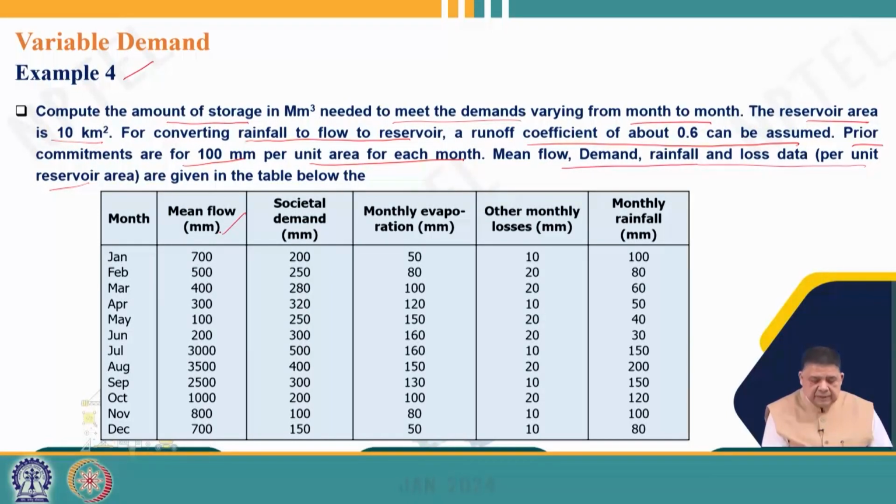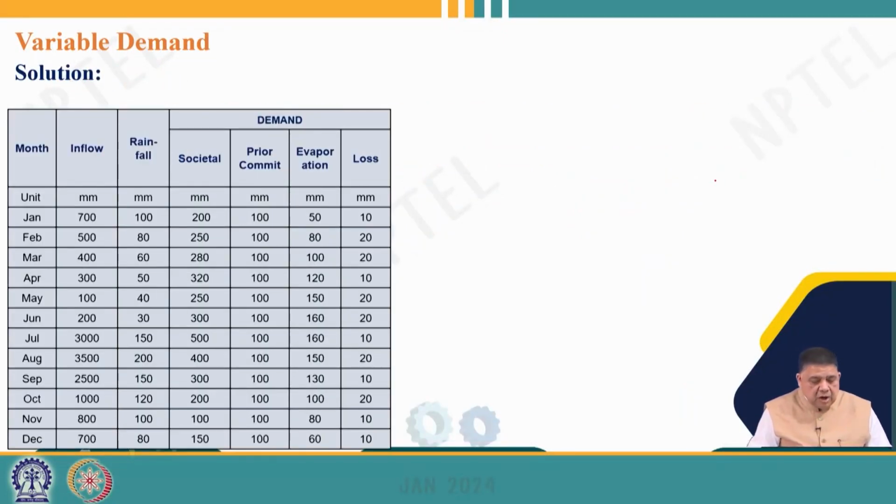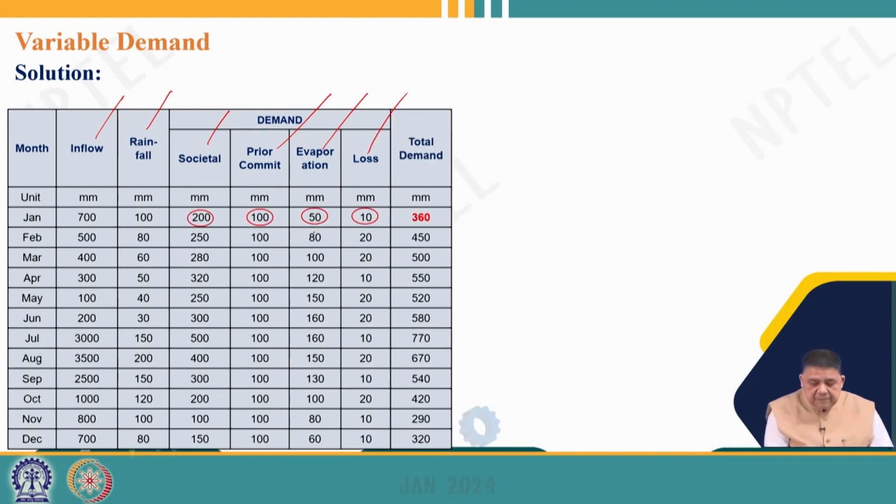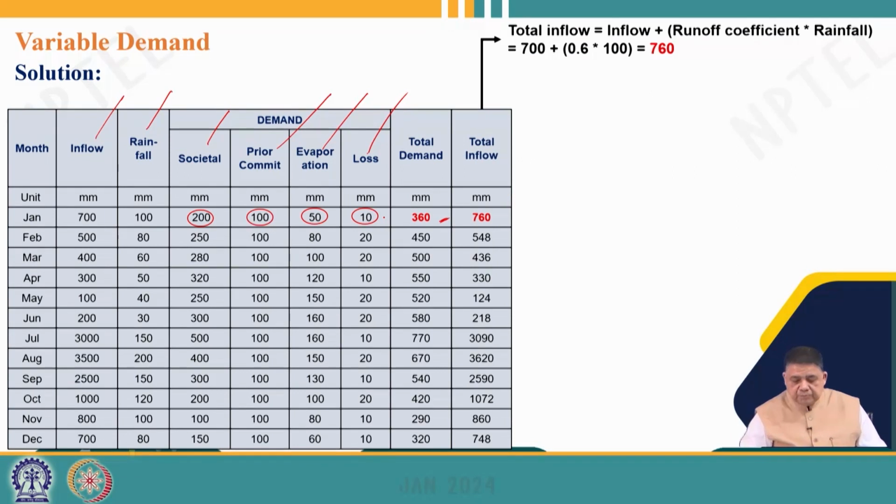So, mean flow is there, societal demand is there, monthly evaporation losses are there, other monthly losses are there, and monthly rainfall value is also given here. So, obviously, this is the inflow, this is the rainfall, and these are the demands: societal demand, prior commitment, evaporation losses and other losses. So, that means the total demand we know for each month, and that comes out to be 360, for example for January, which is the sum of all these demands.